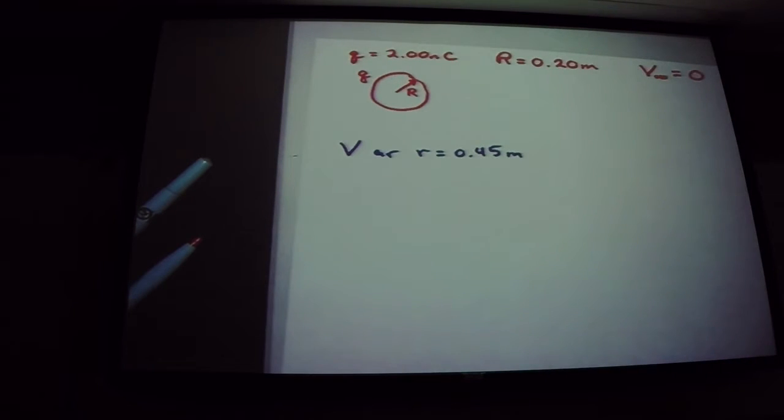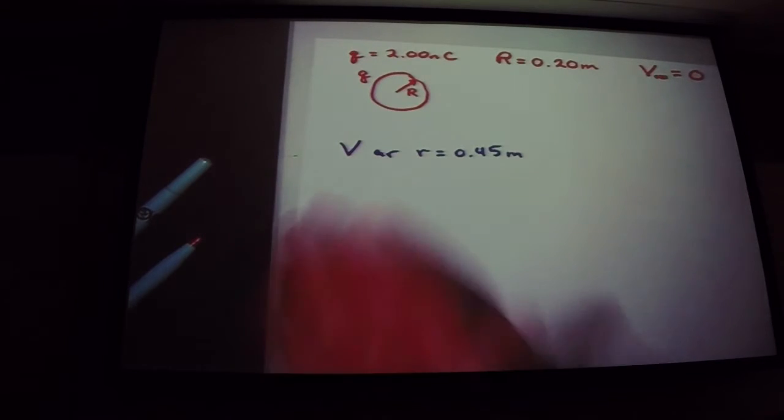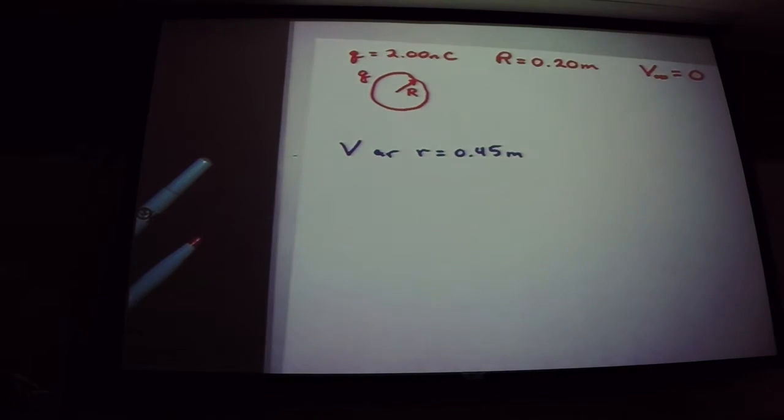Now, if I'm at R equals 0.45 meters, where am I in terms of those fields? I'm outside of it. Outside of any sphere, any spherically symmetric charge distribution, what's it look like? It looks like a point. So if the electric field looks like a point, and you derive the voltage from the electric field, right? Then the voltage is going to look like a point charge.